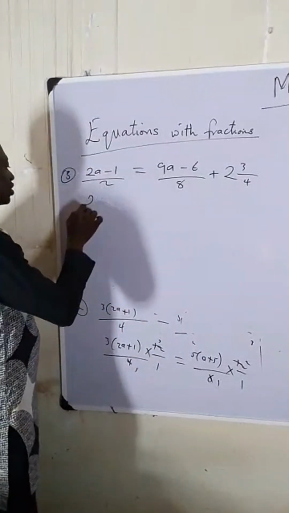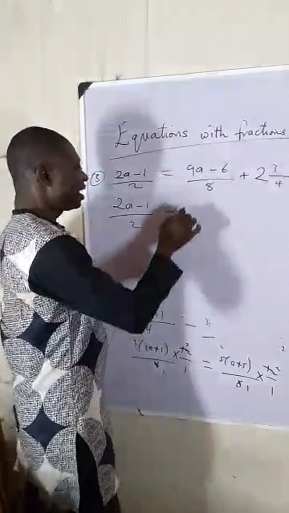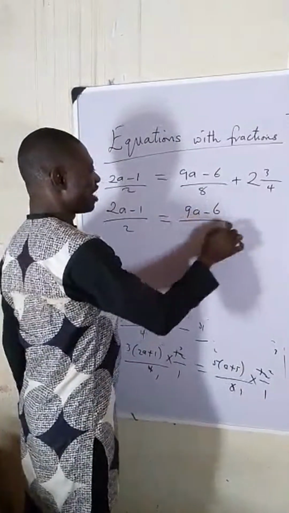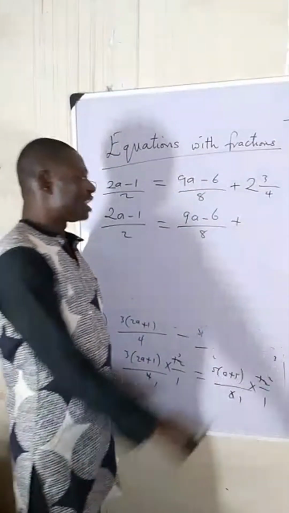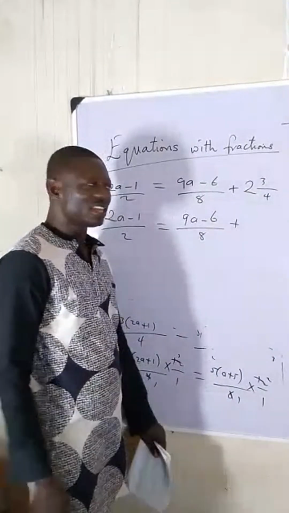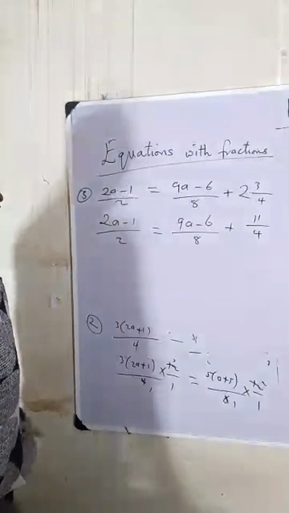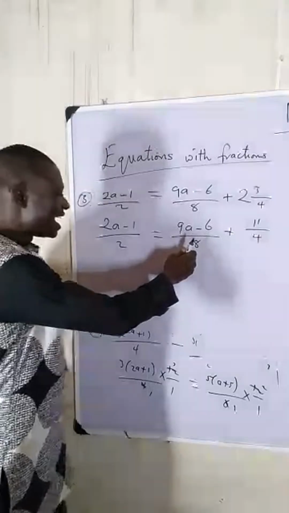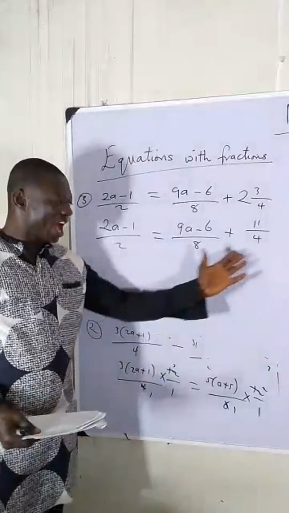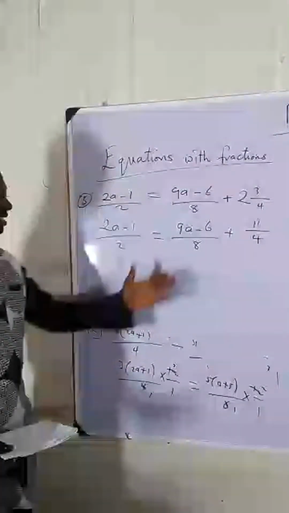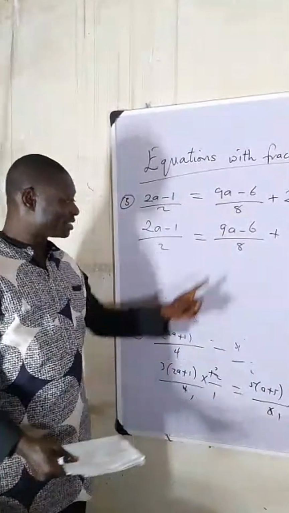Whereby what we are going to do is to say 2a minus 1 over 2 is equal to 9a minus 6 over 8 plus, then we make sure we put this one in an improper fraction. Then we have 4 times 2, we give 8. 8 plus 3 is 11, 11 over 4. Then the LCM we should be looking for is the LCM of 2, 8, and 4. What is that? That's going to be 8. Remember, you cannot say multiplying all of them before you get the LCM.